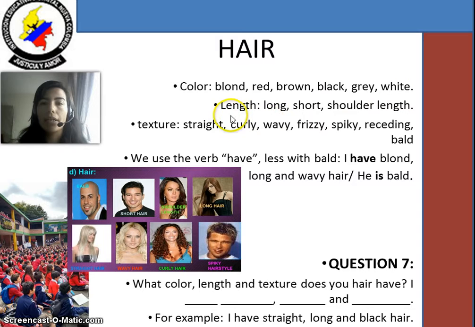En cuanto al largo, tenemos long, que es largo. Short, que es corto, como el de los niños. Shoulder length, que es a la altura del hombro. Oh my gosh, sorry. Texture.